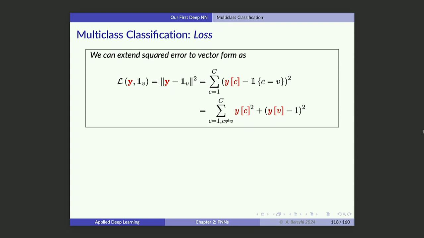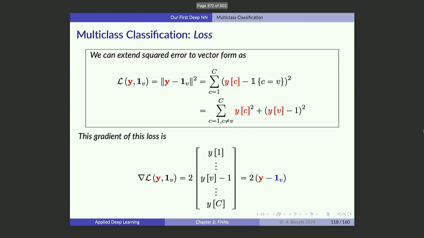The only guy that is getting subtracted is the one at index v, right? And then you can simply get this expression. You can compute the gradient of your loss. Now you don't have a derivative anymore, you have a gradient, right? Because your input y is a vector.